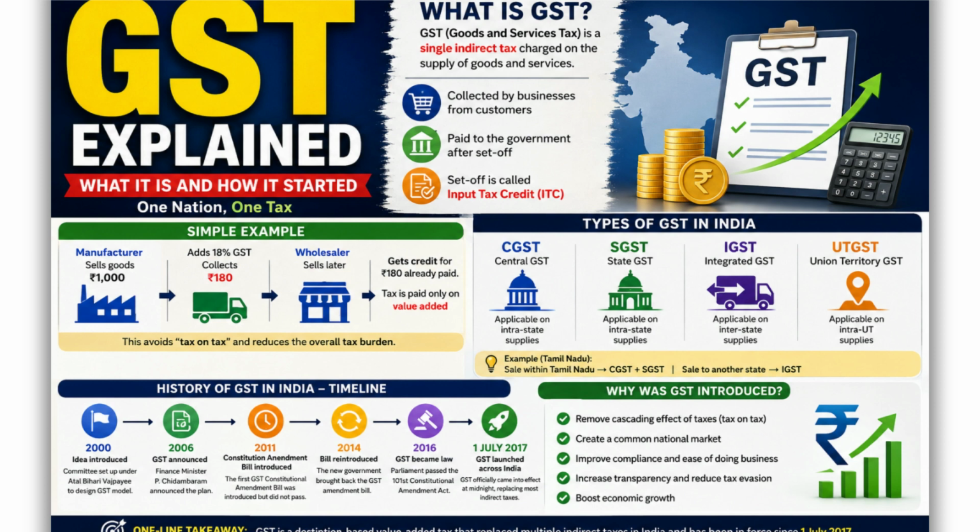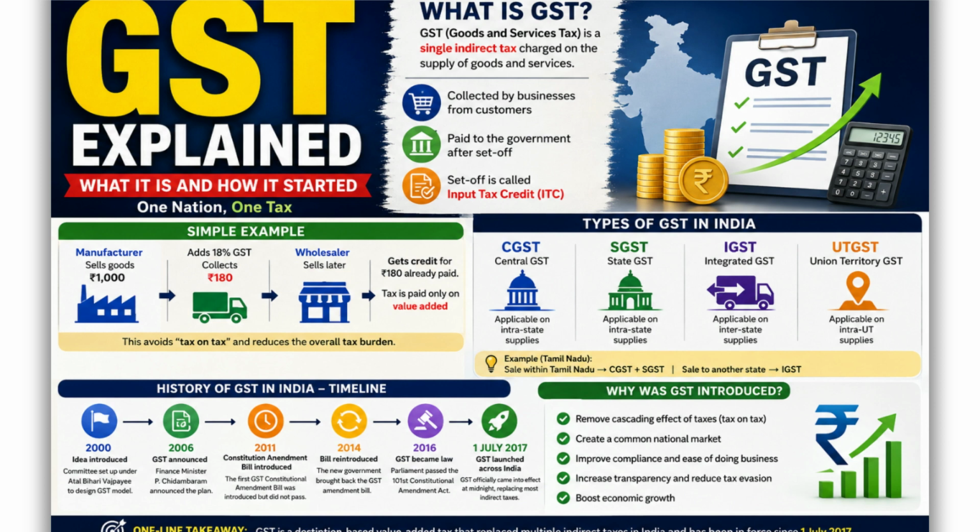How does GST work? Let's understand this with a simple example. Suppose a manufacturer sells goods worth 1,000 rupees. An 18% GST is added, so the customer pays 1,180 rupees. The manufacturer collects 180 rupees as GST.